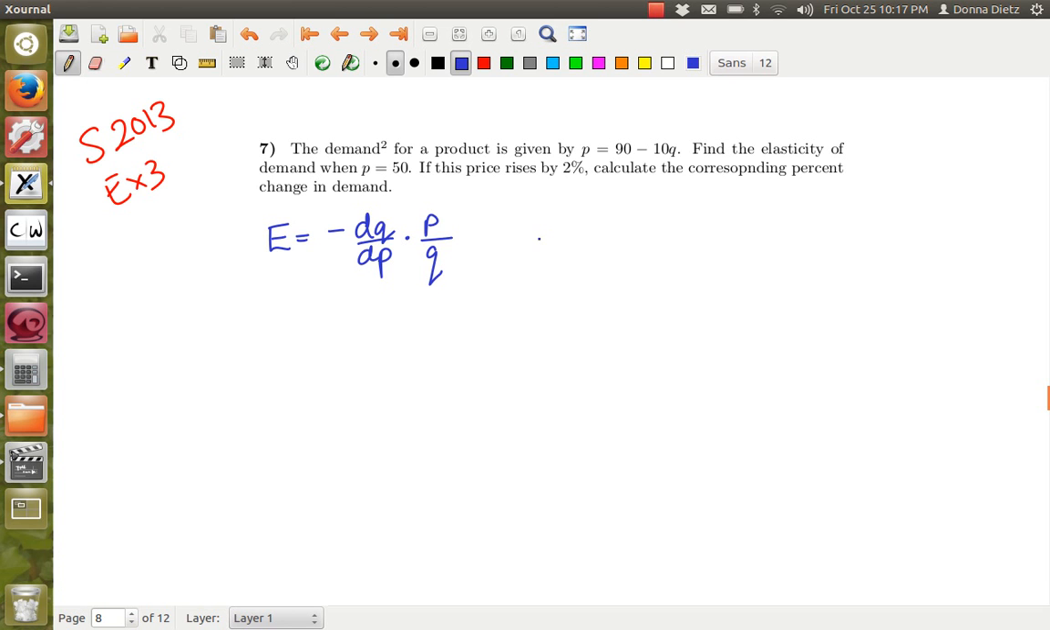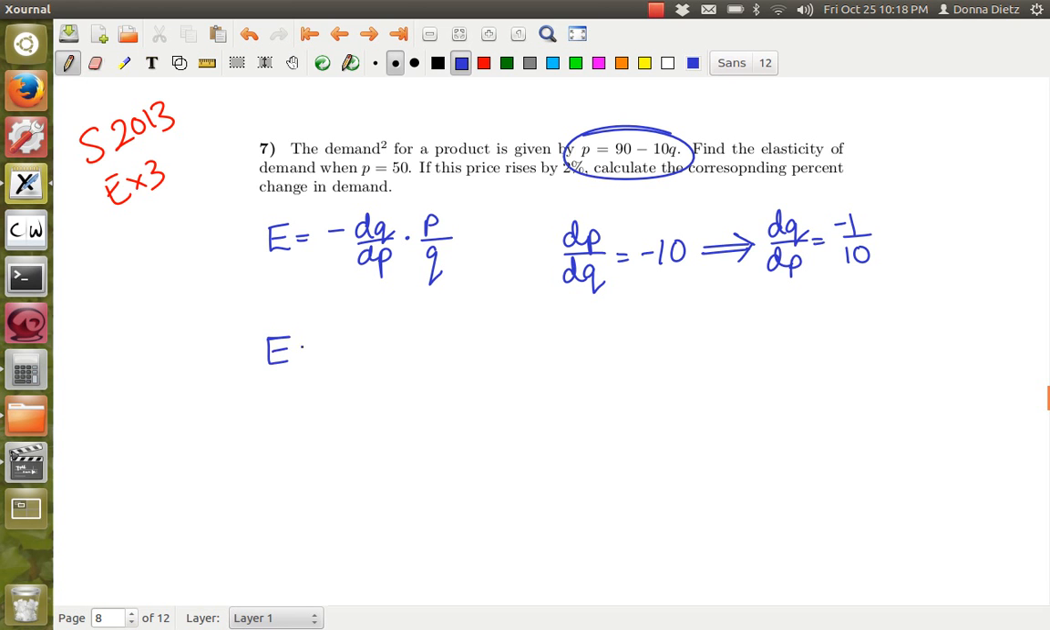So I can just find dq/dp. How? Well, I have this. I can find dp/dq, and that's minus 10. By the magic of calculus, we can actually take the reciprocal. This just works for the first derivative. You can't do it for higher derivatives, but it's totally fair game for this situation. And there's our negative sign that we wanted to get rid of. So elasticity is equal to minus of this thing times P over Q.